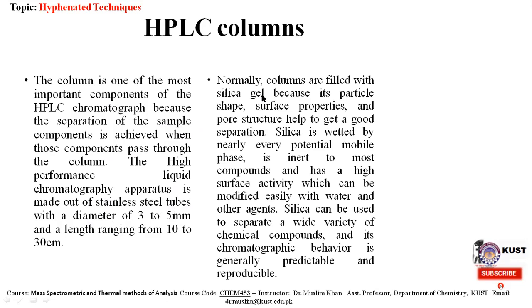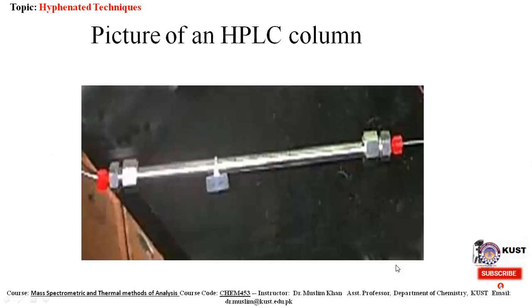Normally, columns are filled with silica gel because its particle shape, surface properties, and pore structure help to get a good separation. Silica is wetted by nearly every potential mobile phase, is inert to most compounds, and has a high surface activity which can be modified easily with water and other agents. Silica can be used to separate a wide variety of chemical compounds, and its chromatographic behavior is generally predictable and reproducible. This is the picture of a typical HPLC column.